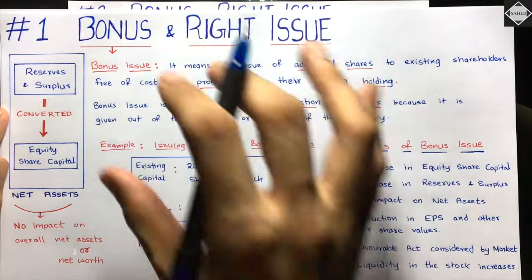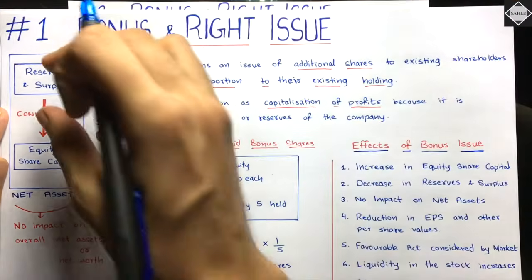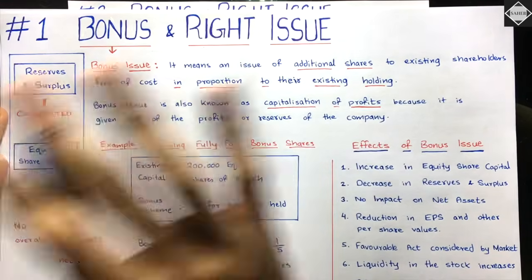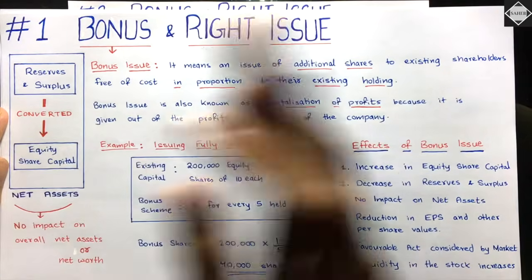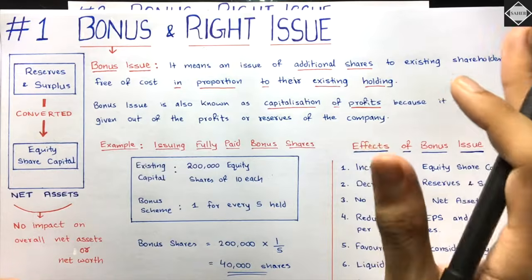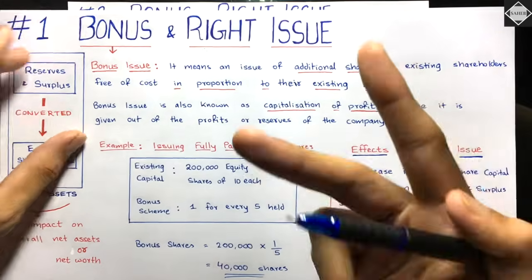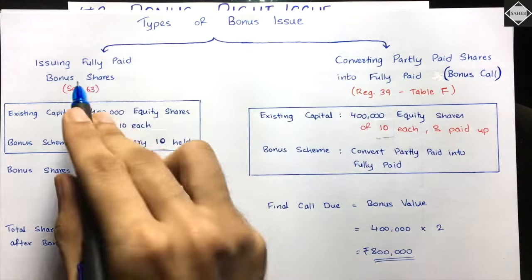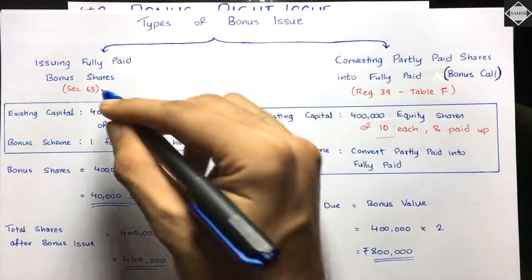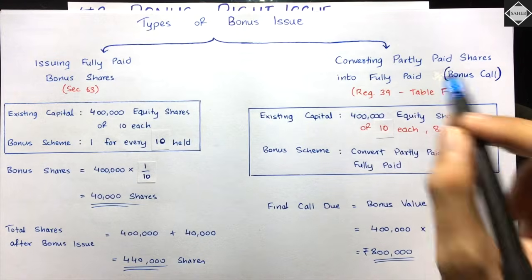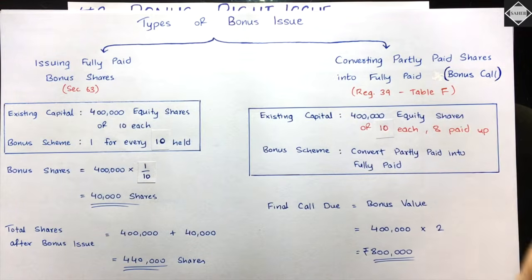First, we understood what a bonus issue is, which means just converting reserves and surplus into equity share capital, a shuffling of the net assets. There is no cash flow, nothing new is coming in or going out of the company. It is just shuffling of the net assets. And then I told you there are two different types of bonus issues: issuing fully paid up bonus shares to existing shareholders free of cost, and converting partly paid up shares into fully paid up, that is the bonus call.